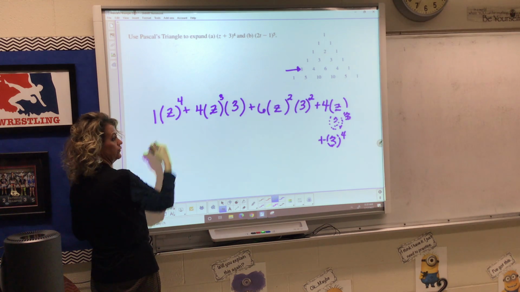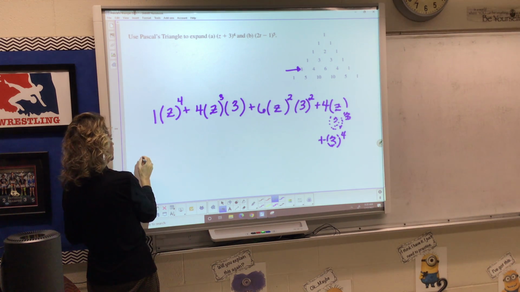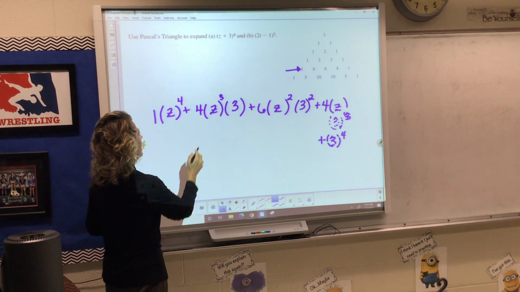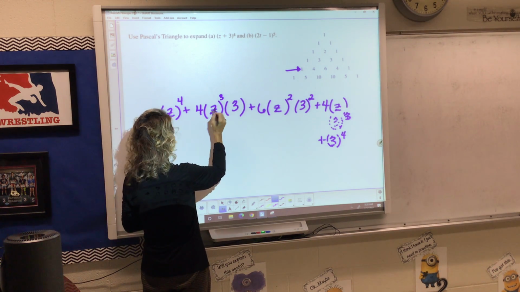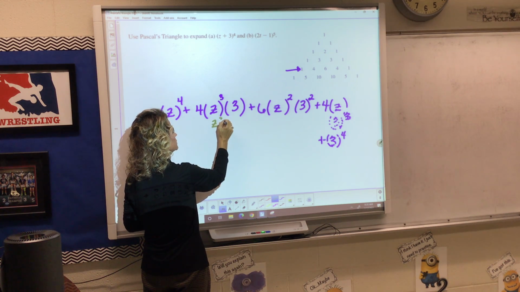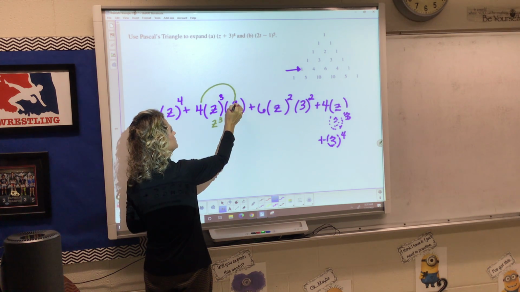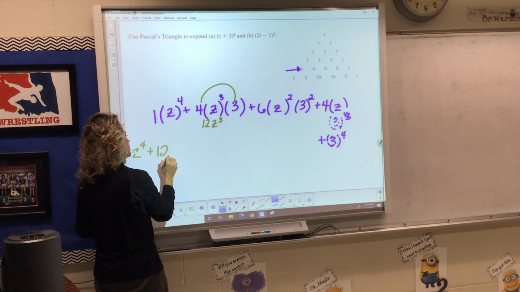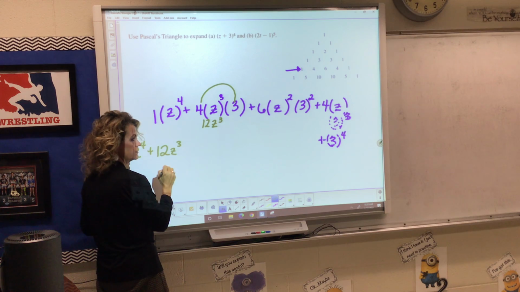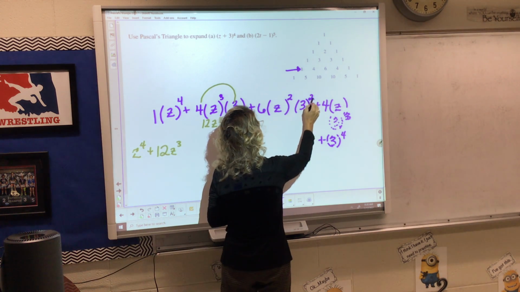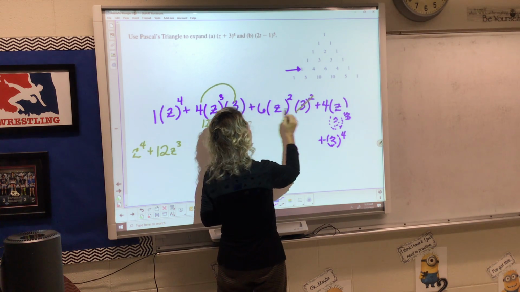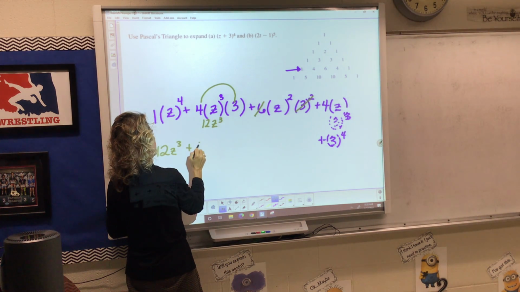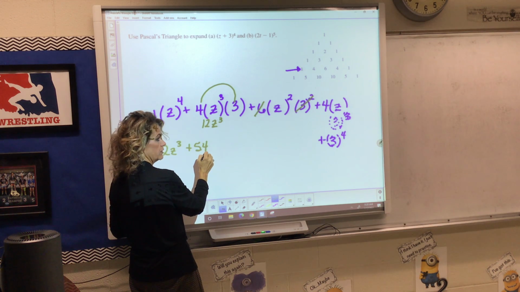Z to the 4th is z to the 4th, yes? What's 1 times z to the 4th? Yes? Okay. I have, what's z cubed? That's just z cubed, yes? And then I have 4 times 3, which is 12. So this would be plus 12z cubed, yes? 3 squared is? 9 times 6 is? So I've got positive 54, yes?